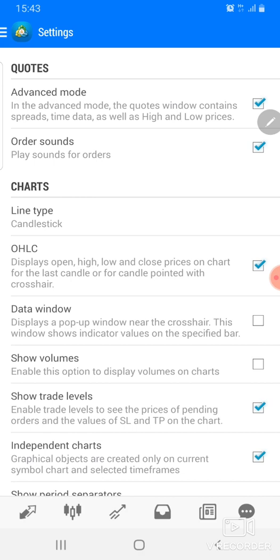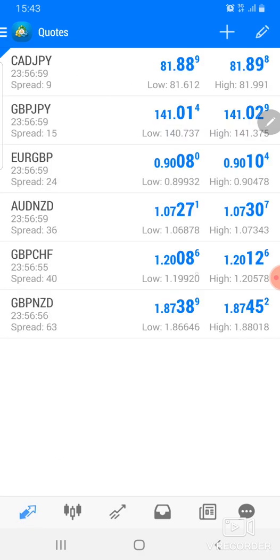So after you tick that and you go back, now you can see the spread, you can see the low and the high this price went. Okay, so that is for the basic.